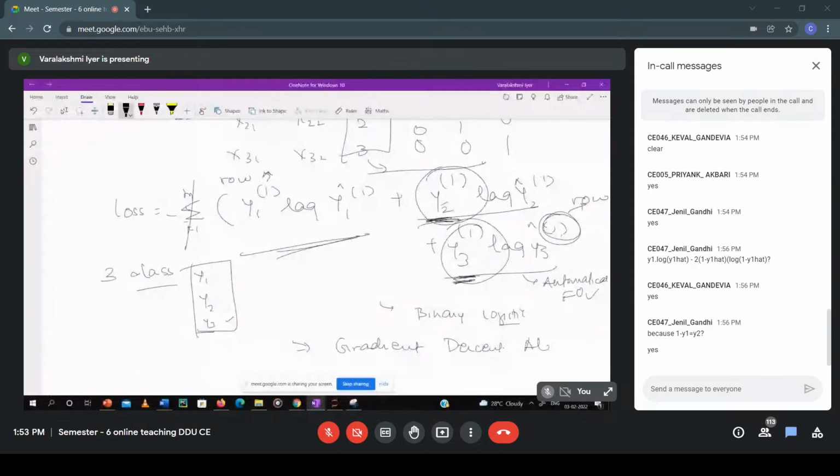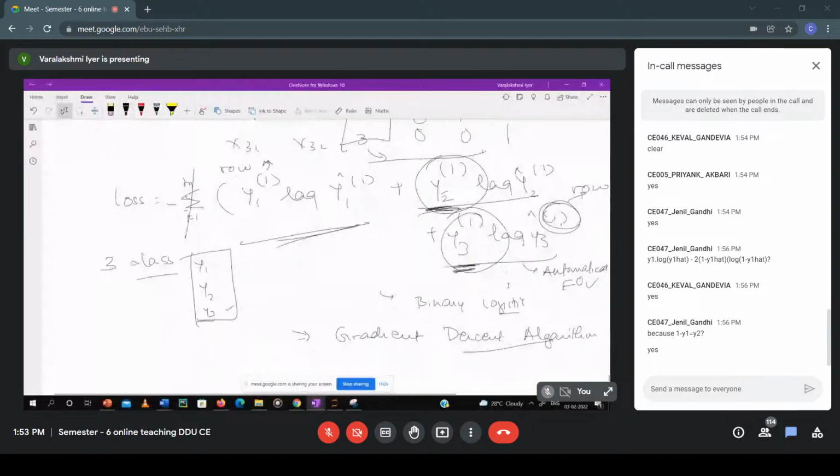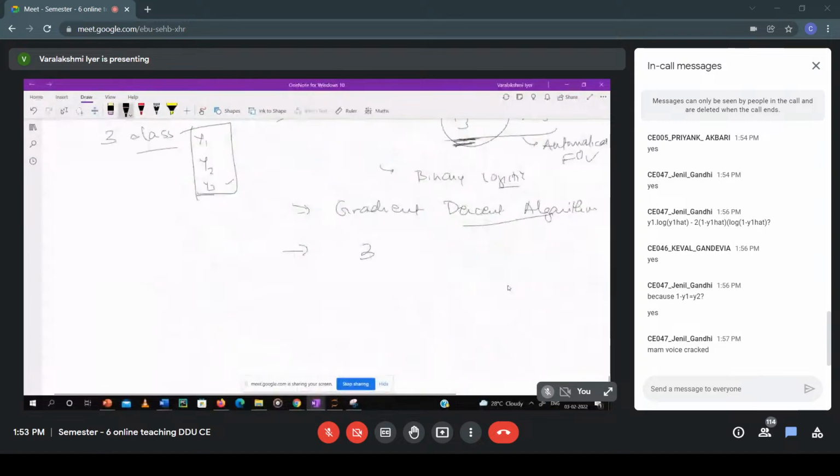Whenever you are applying gradient descent algorithm, we'll be learning different parameters. For example, here we have three different classes. So for each class, we'll be learning different parameters. Here, okay, my voice is cracking. Okay. All right, is it coming clearly now?